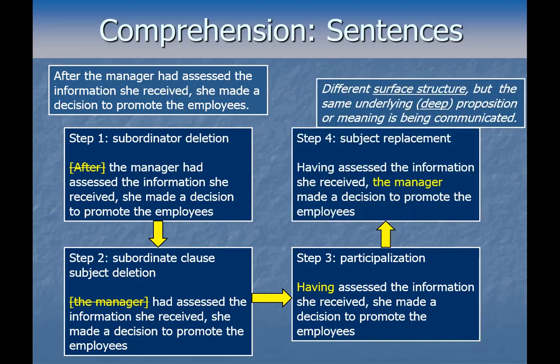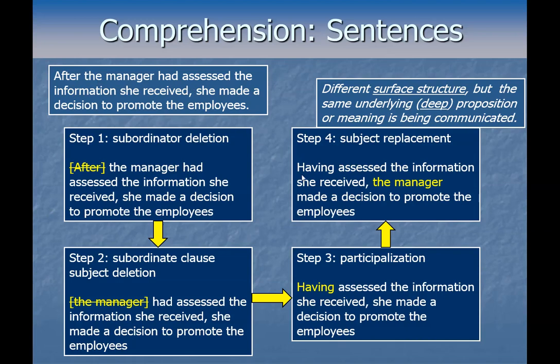And then to get it all the way back to the original thing, who is the "she" here? Well, the manager, right? That's what we took out before. So: having assessed the information she received, the manager made a decision to promote the employees. Now, if you look at these two sentences, the original sentence up here and what we ended up with in step 4, these are two different sentences.